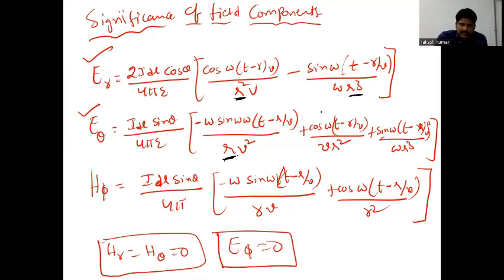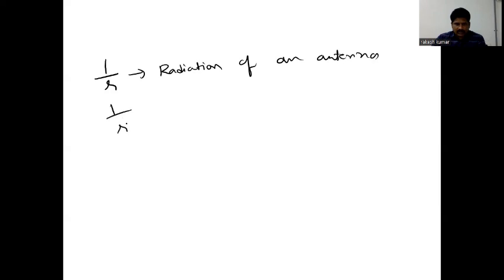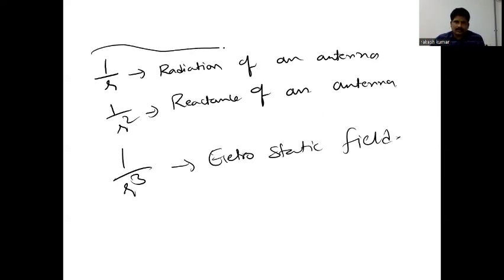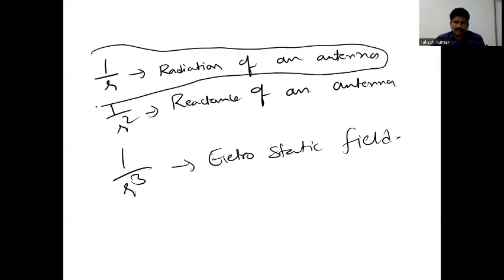So what does this represent? Very important. The 1 by R term represents radiation of an antenna. The 1 by R square term represents the reactance of an antenna. And 1 by R cube represents electrostatic fields. Among these, which one is required? We should have only the 1 by R. So radiation should be considered, which means the required thing is 1 by R.